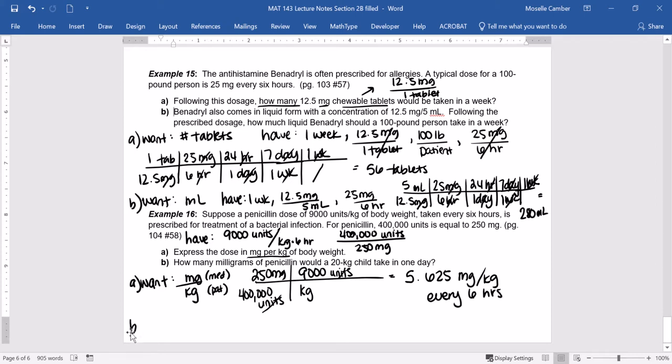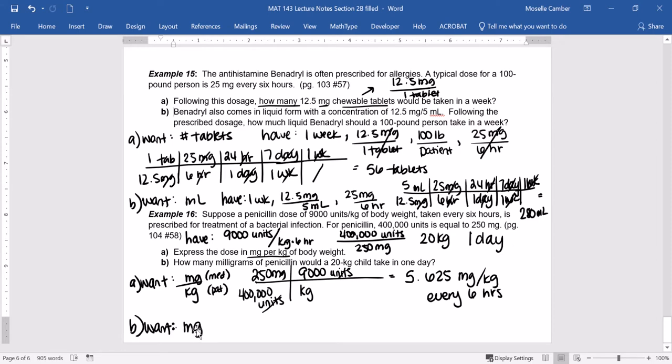Okay, part B. How many milligrams of penicillin would a 20 kilogram child take in 1 day? Okay, so now it says how many milligrams of penicillin. So this time what they want is just milligrams. Now this one we do have a time component. So in our have list, we are including this 20 kilogram child, and we're including 1 day. We want to do it in 1 day.